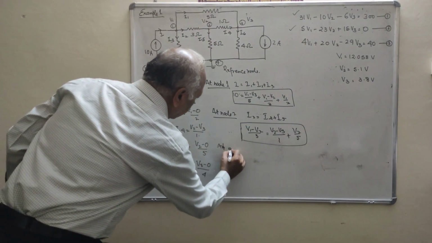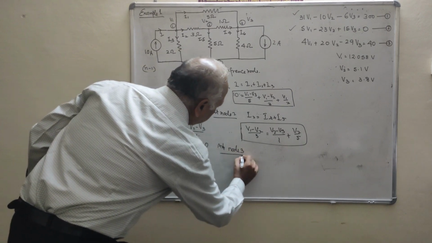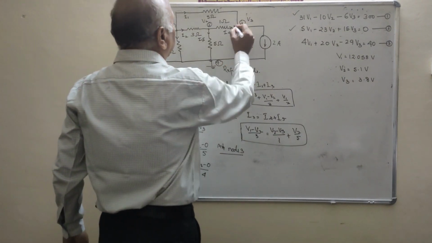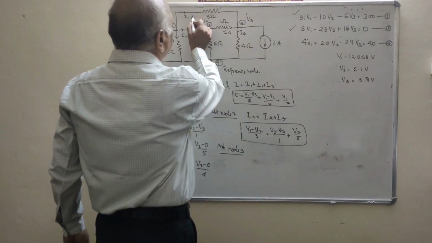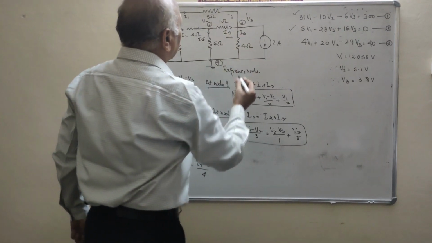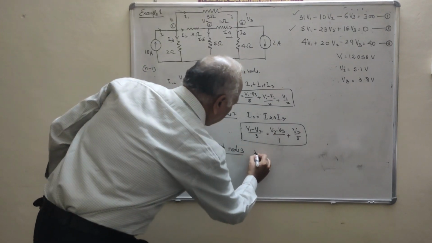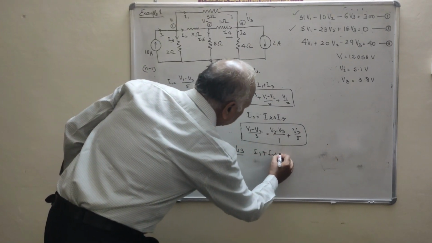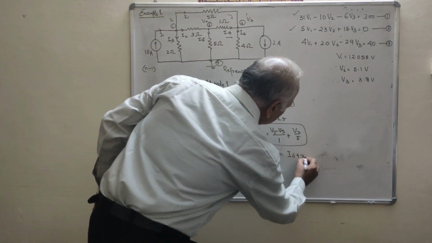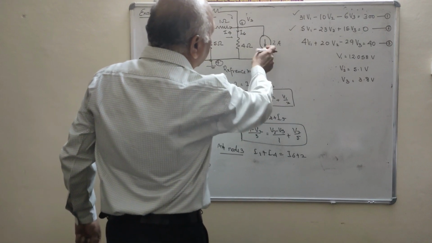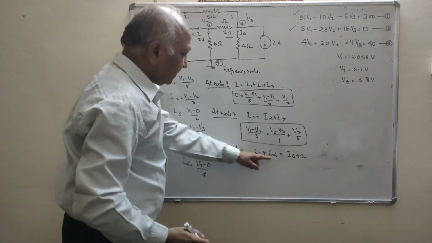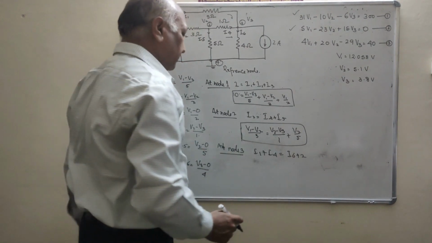At node 3, again we will apply the KCL. Now you will see at node 3, what is the incoming current? I1 is incoming, I4 is incoming. So I1 plus I4 is equal to I6 plus 2. The outgoing current is 2 ampere. Then I1 plus I4 is equal to I6 plus 2.